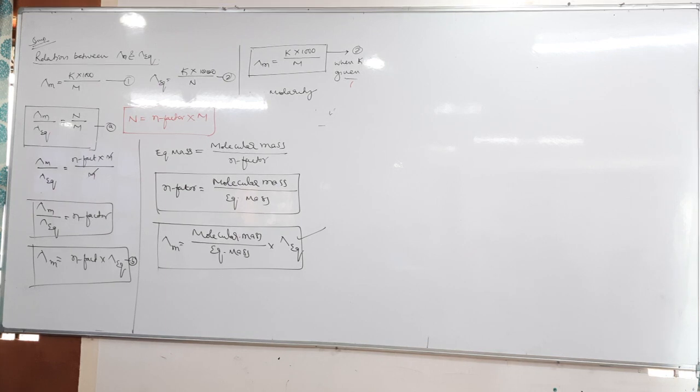The conductivity of 0.1 M NaCl solution at 298 Kelvin is 1.1 ohm inverse meter inverse. Calculate the molar conductivity.